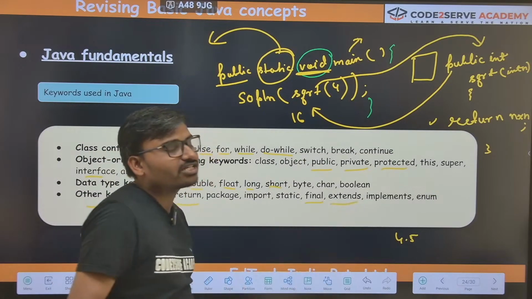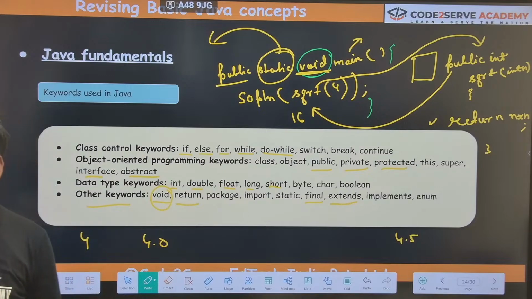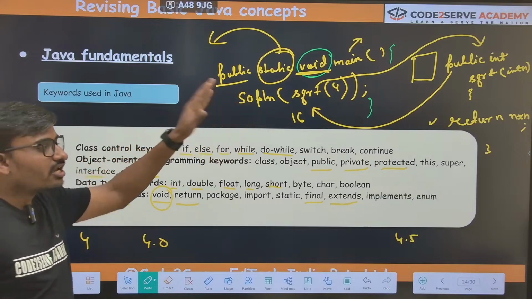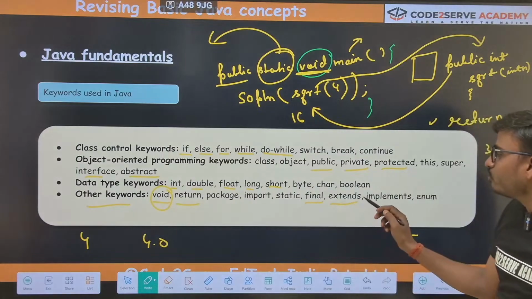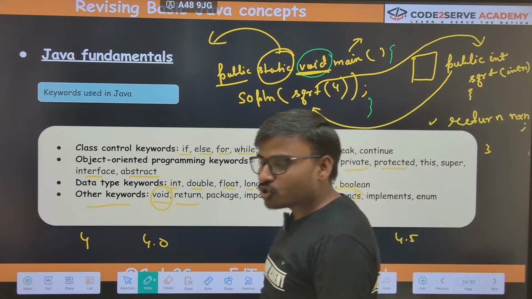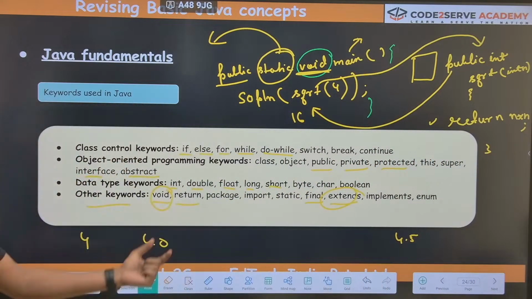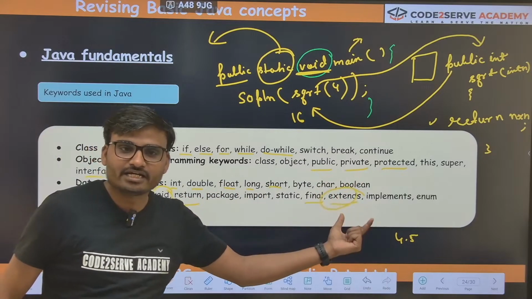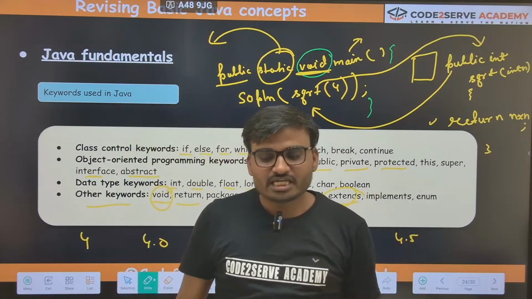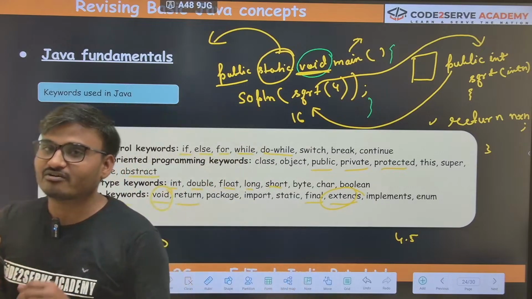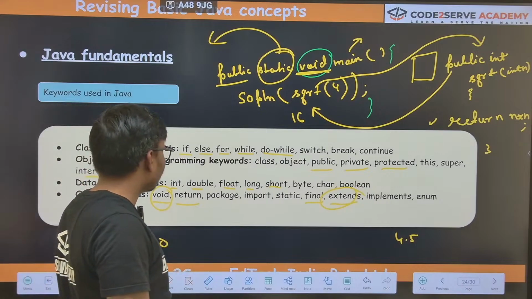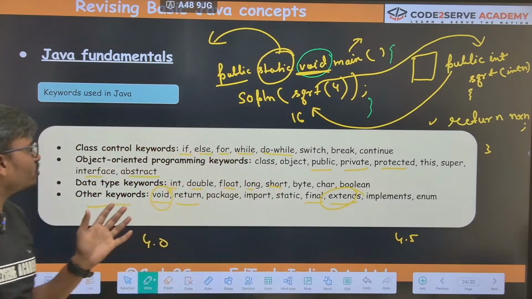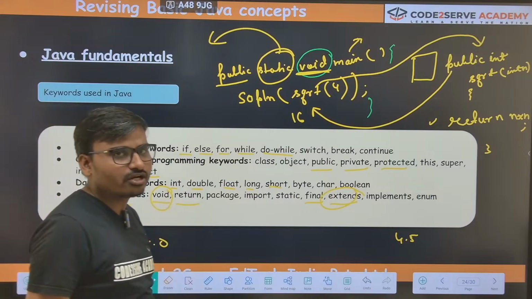Extends, as we already learned about inheritance. Suppose there is one class and there is another class. If you want to inherit the properties of one class into another class, we generally use the extends keyword. So extends and implements are basically used for inheritance. Then there is enum. Enum is used if you want to declare or keep some fixed values in it. I think we covered almost all the keywords that you should generally know.